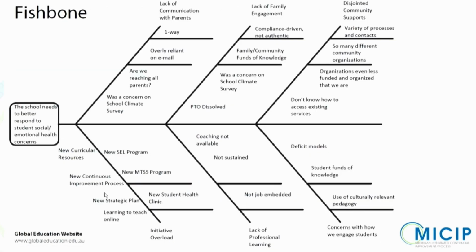I think here's an example of one of the fishbones. And up at the very top and at the very bottom, you can see those causal categories. For example, lack of communication, lack of family engagement, disjointed community supports. Or at the bottom, initiative overload, lack of professional learning, concerns with how we engage students. There's lots of things that we can dig into around causal categories.